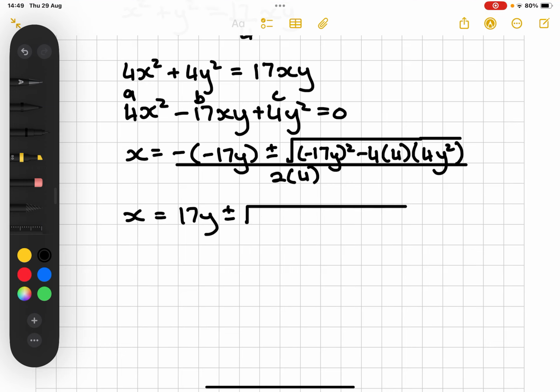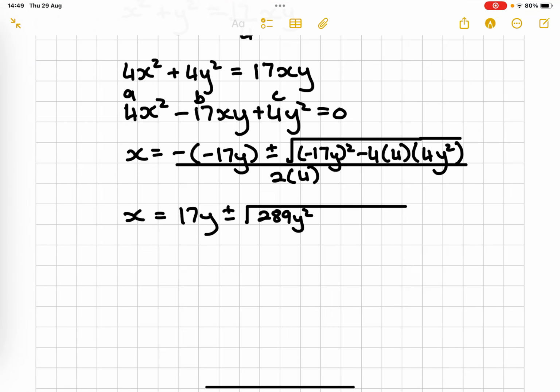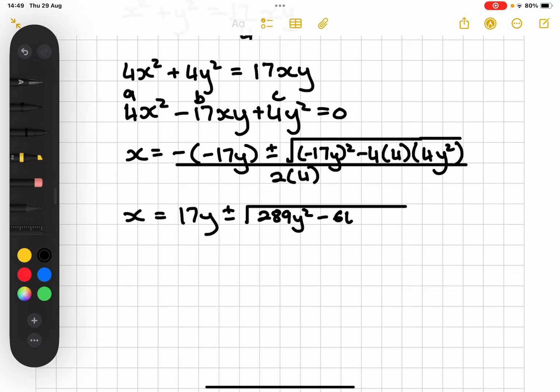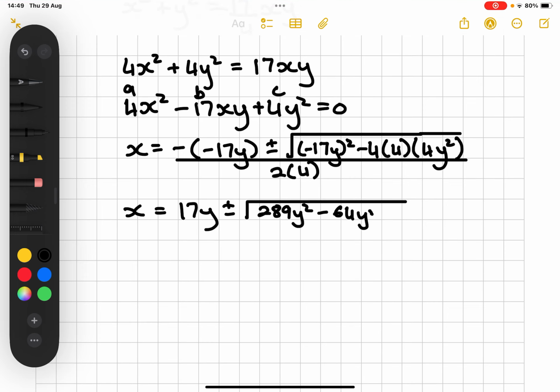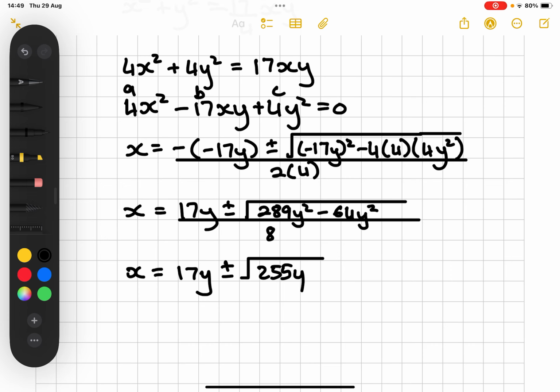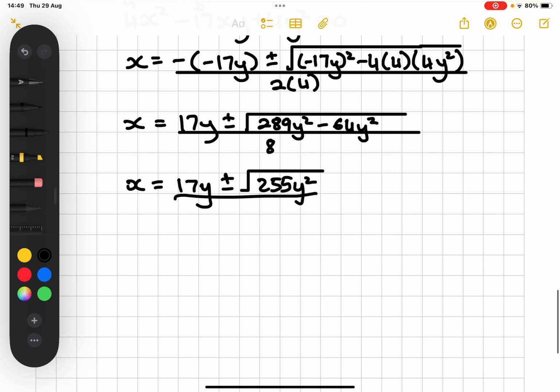over here we end up with 289y squared minus 64y squared. Okay, and we actually are going to simplify that in another step. All of that divided by 8. Okay, so x is therefore going to be equal to 17y plus minus the square root of 255y squared, which again simplifies. All of that divided by 8.